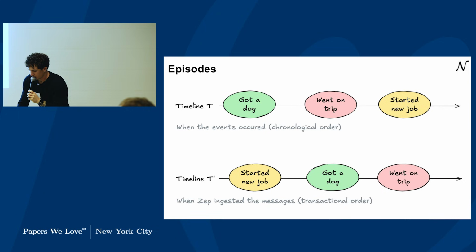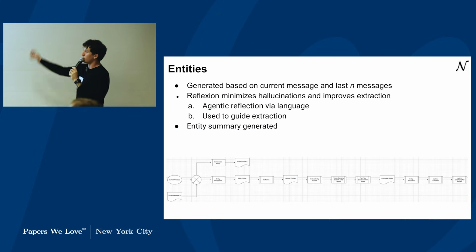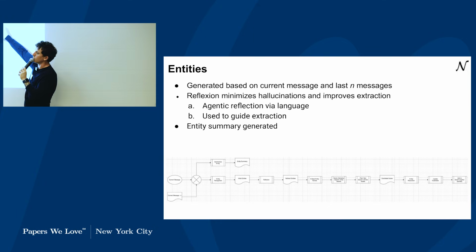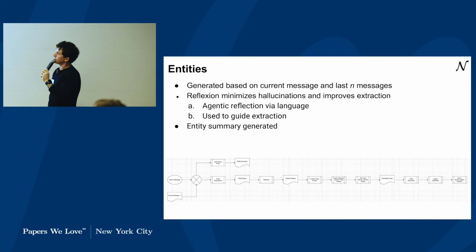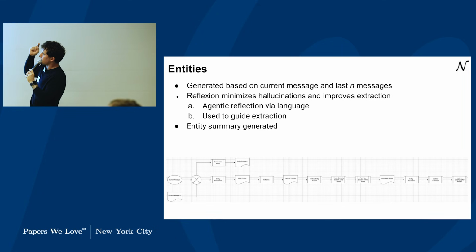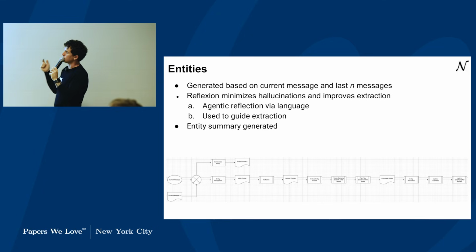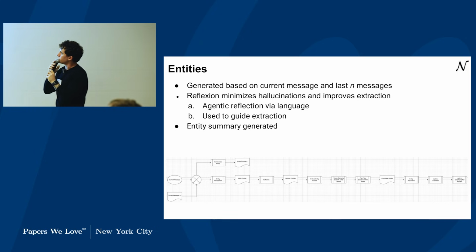Cool. Okay, so going back to that graph that I had up, we had entities in the middle. They're semantic entities. So they're generated by an LLM based on the current message and the last n messages. In the paper, that last n is 4, so 2 turns. And we do some reflection to minimize hallucinations and improve extraction.